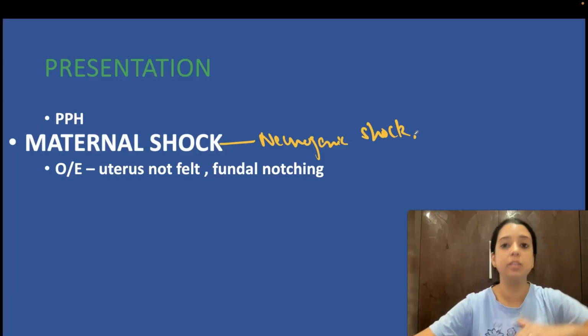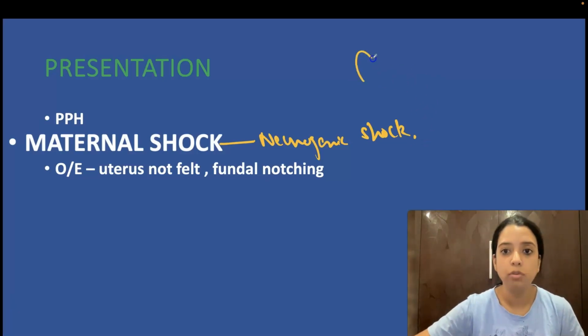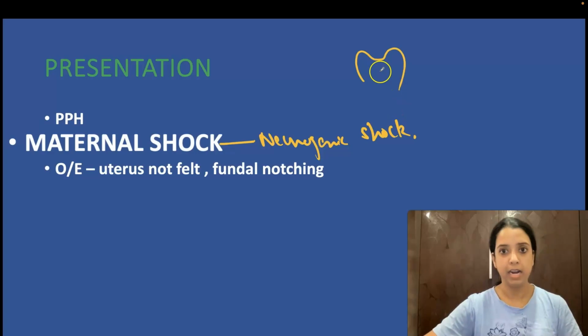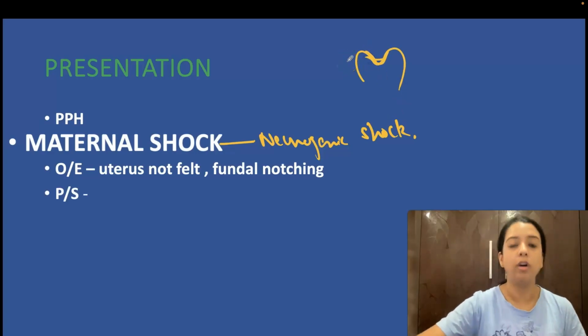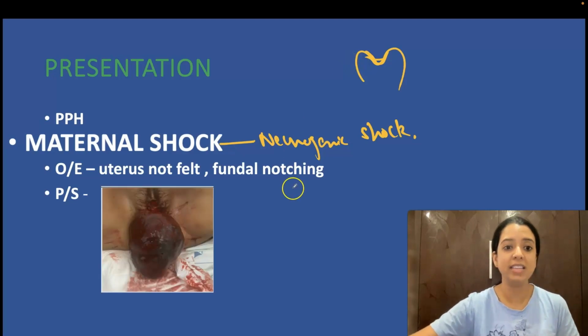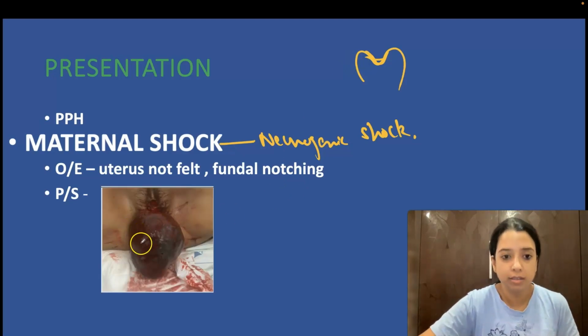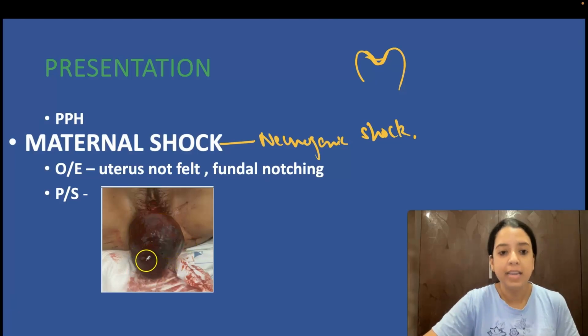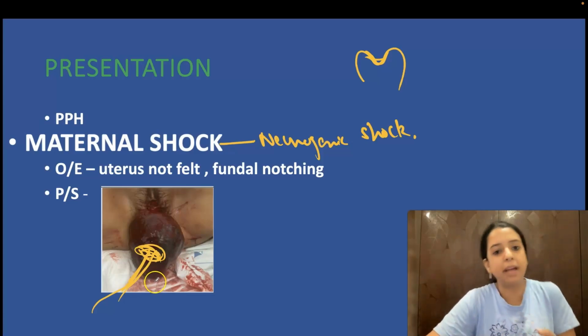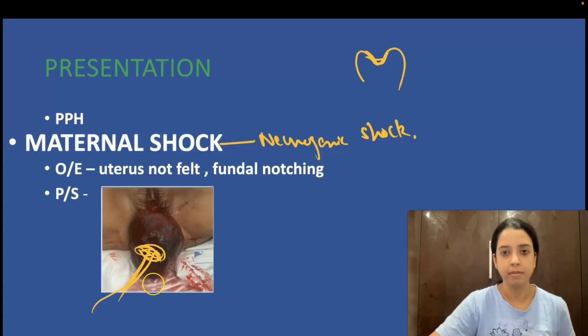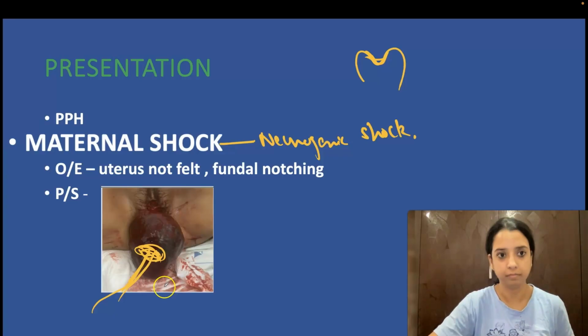Or you feel the fundal notching. If the uterus is there, you can feel this notching. It means the inside surface is trying to come out. On the local examination, you can see this shaggy mass because this is the inner surface. And here it is not visible many times. Maximum times the placenta is attached here. Placenta has not separated, and along with placenta a shaggy mass comes out, and that is uterine inversion.